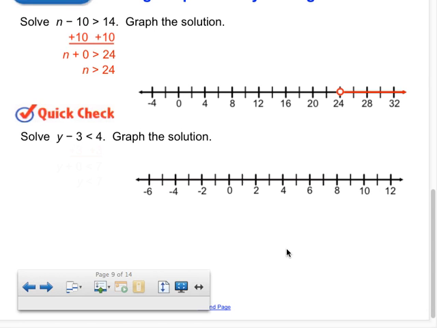What's the first thing I need to do? I have y minus 3 is less than 4. What's the first thing I need to do to solve that inequality? You use inverse operation, so you're going to do addition.